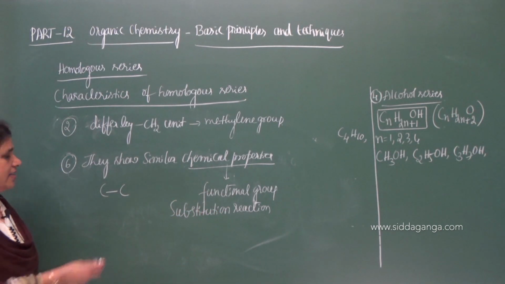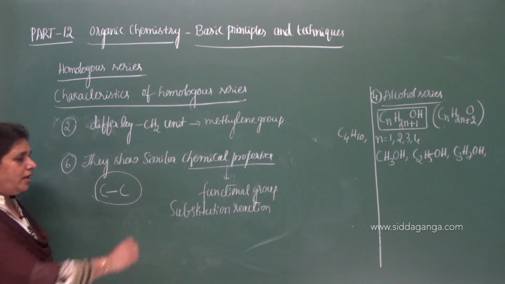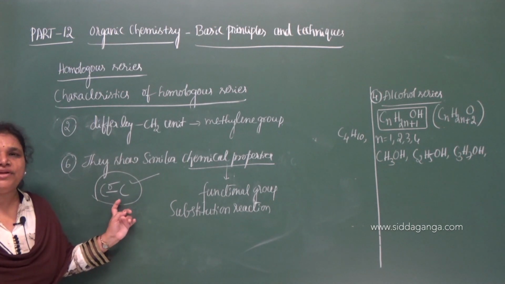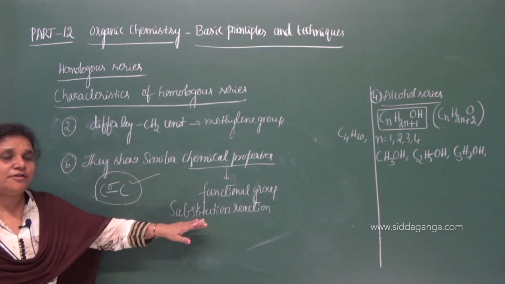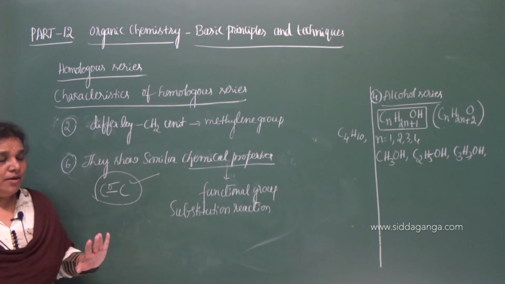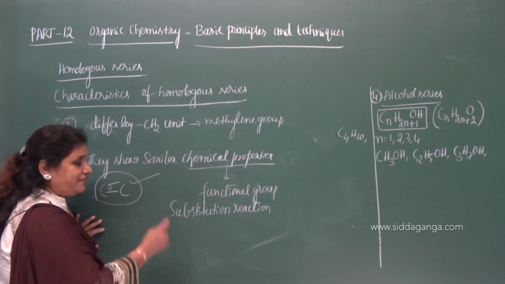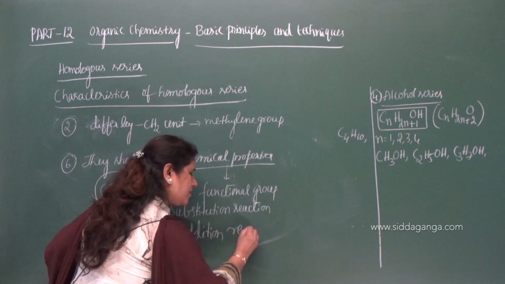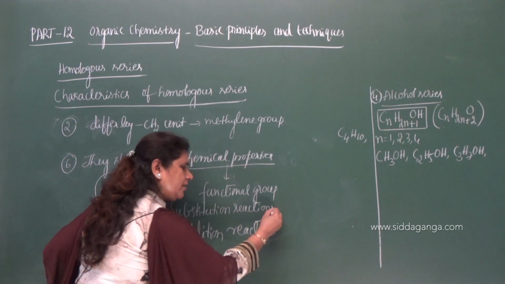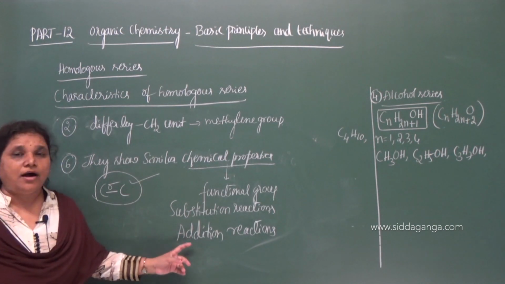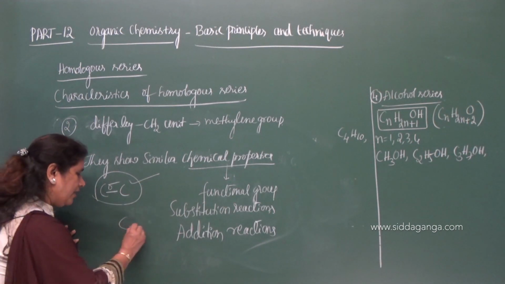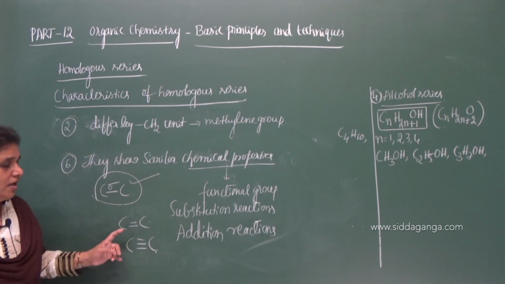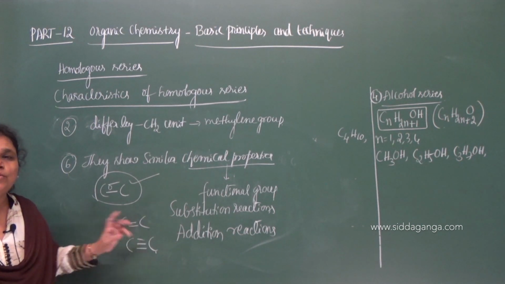What is the reason? The reason for that is alkanes contain carbon to carbon single sigma bonds. As they have single sigma bonds between the carbon atoms, their characteristic properties are substitution reactions. But what are the characteristic properties of alkenes and alkynes? It is nothing but addition reactions. Addition reactions are the characteristic properties of alkenes and alkynes. What is the reason? The reason is the presence of multiple bonds. Multiple bonds means there is a pi bond between the two carbon atoms.